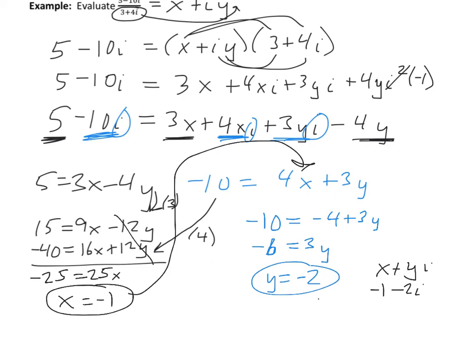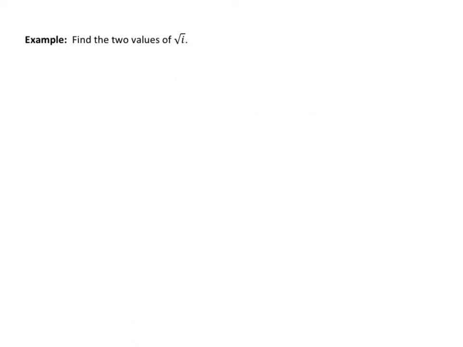So we just learned that (5 - 10i) divided by (3 + 4i) gives me this -1 - 2i. So this is currently our only method for dividing complex numbers. As promised, I'm going to go on and do an example of the root of a complex number next.